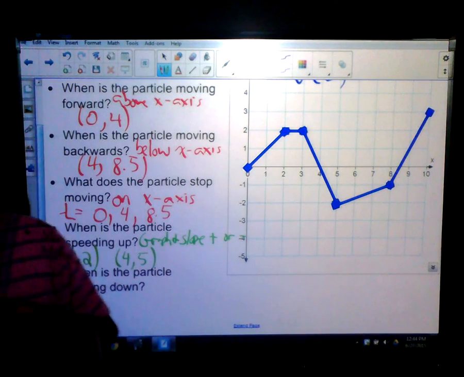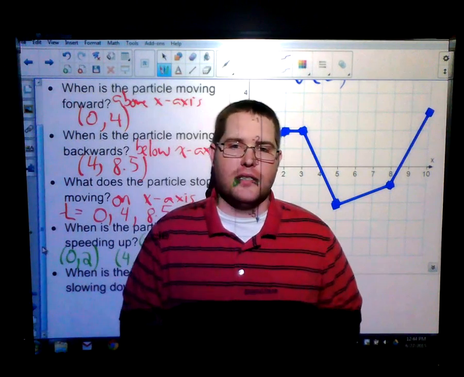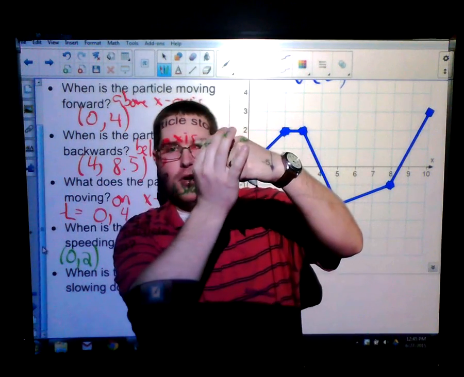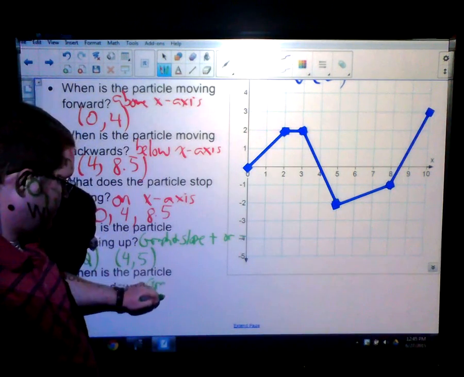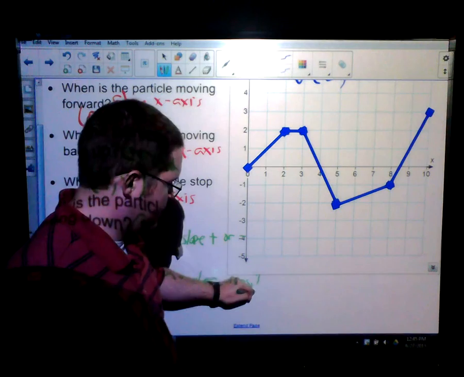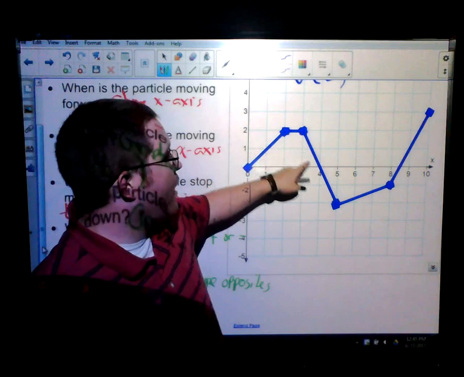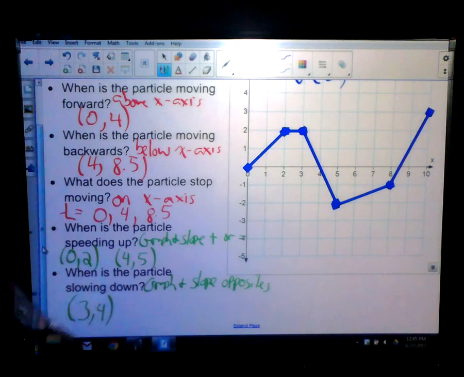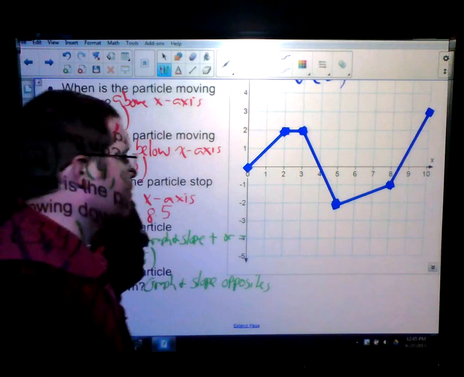What about slowing down? Slowing down is when your velocity and your acceleration are opposites. So like going forward but being pulled backwards, or going backwards and being pushed forwards. So what does that mean on this graph? It's where the graph and the slope are opposites. In this case, this is a positive graph with a negative slope. So from 3 to 4. This is a negative graph with a positive slope.